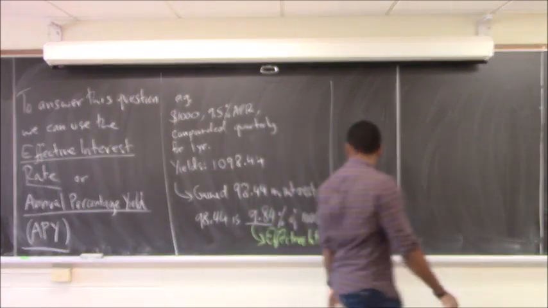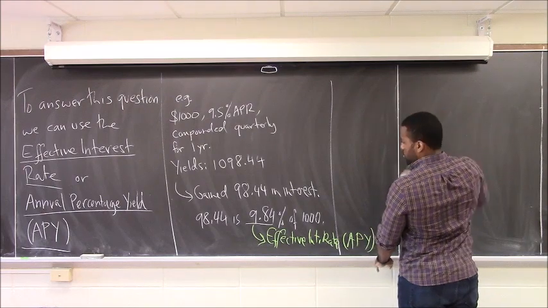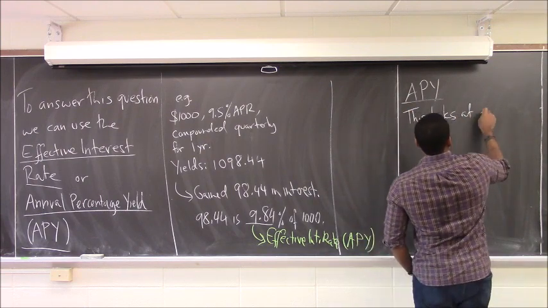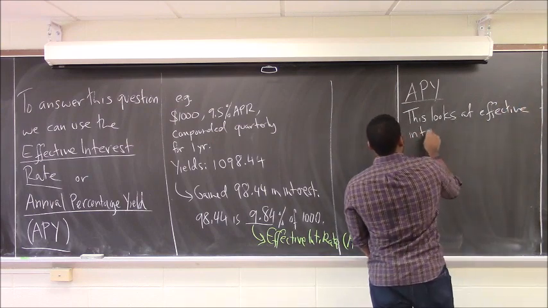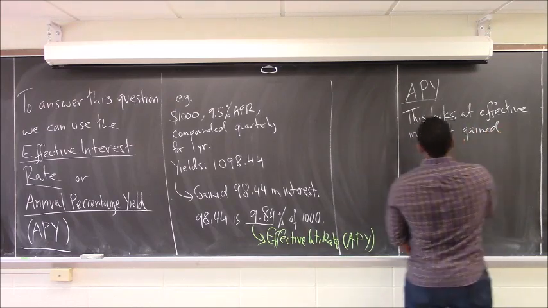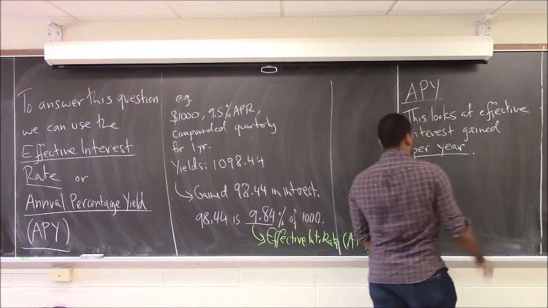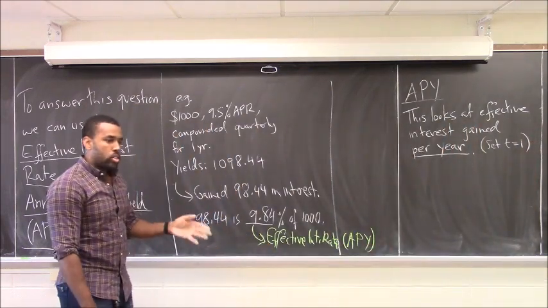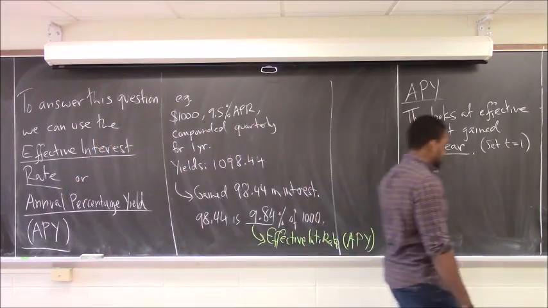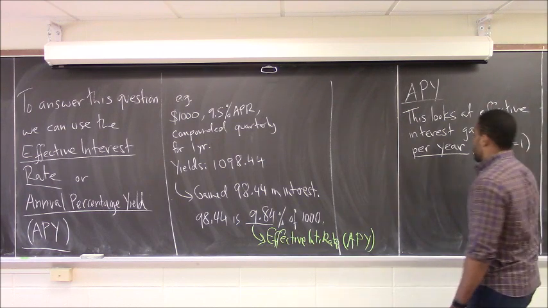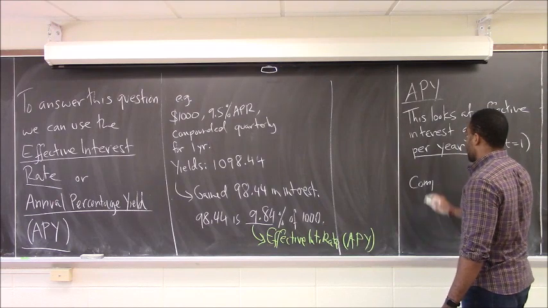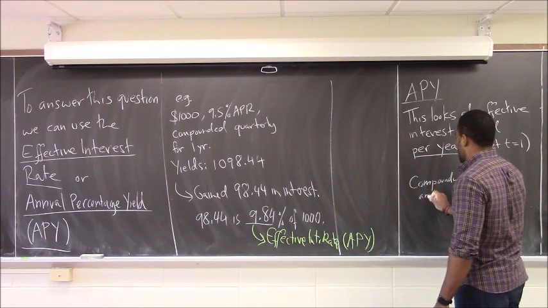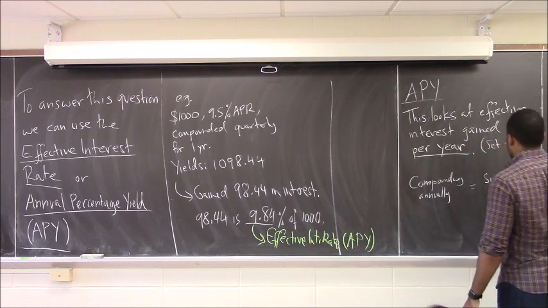And so, here's how we're going to do it. APY looks at effective interest gained per year. Which means you always set t equals 1 in this scenario, right? Whenever someone quotes APY to you, they're always thinking on an annual basis. It's never going to be thought of in any other way. So in that sense, compounding annually ends up being equal to the simple interest.